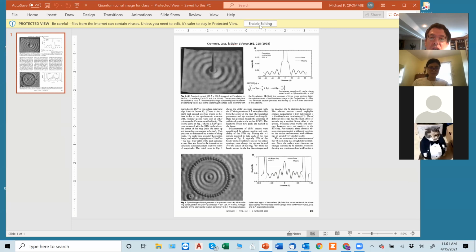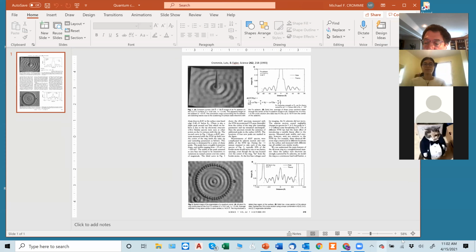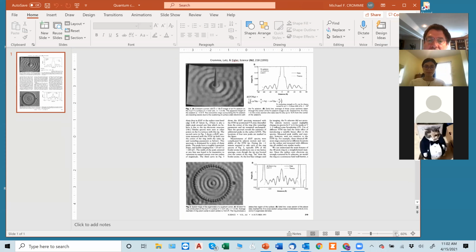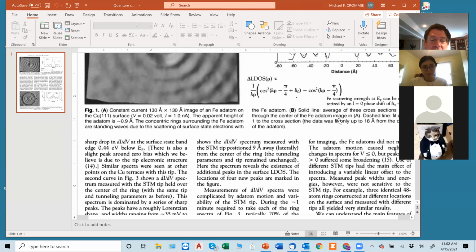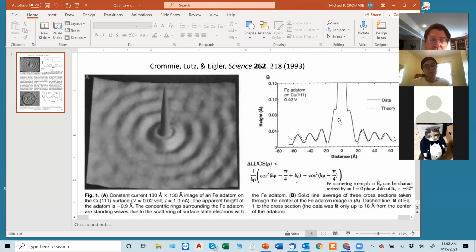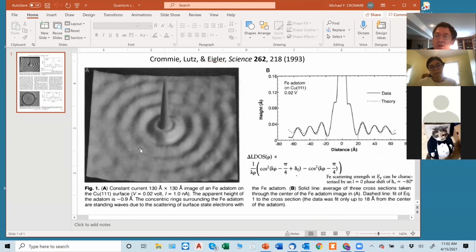Enable editing. So here I show, can you see that? Yeah. Okay, so this is an STM image of an atom sitting on the surface of copper. You see all those waves around it, all those rings. If I take a cross section of it, what you're seeing is a local density of states. We're imaging it with the STM using the technique that I described. And here's the cross section, the solid line.